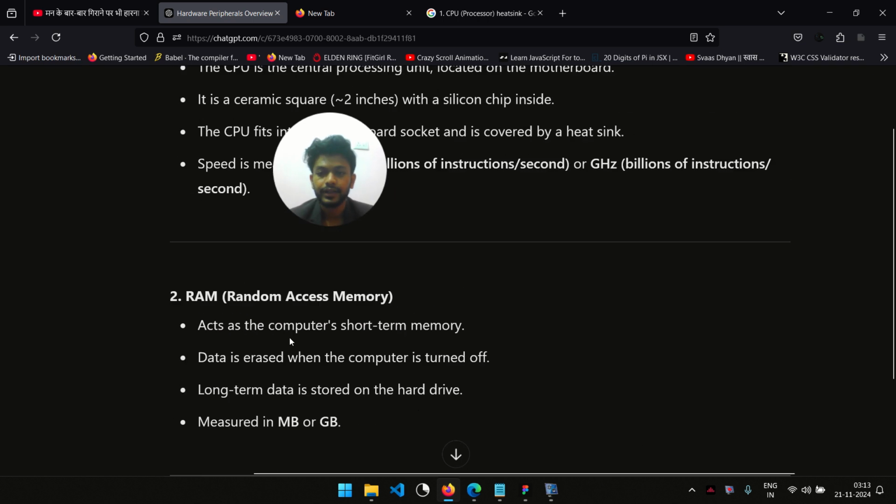Let's go to RAM. RAM is random access memory. I don't know how many minutes we have. 11 minutes. Yeah. RAM is also known as random access memory.